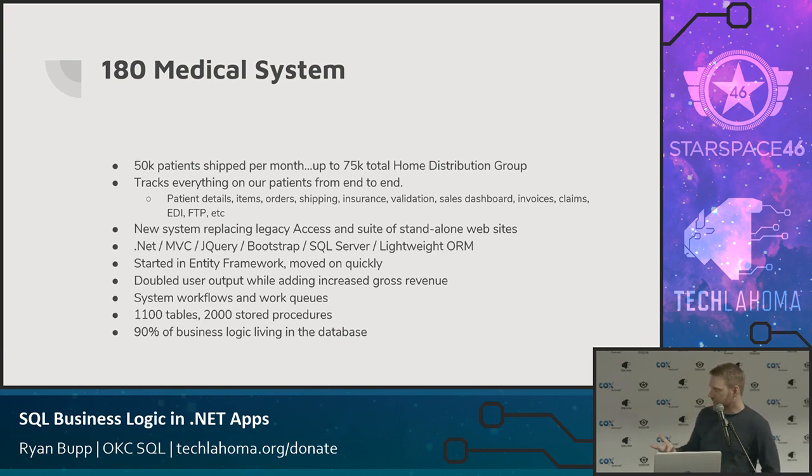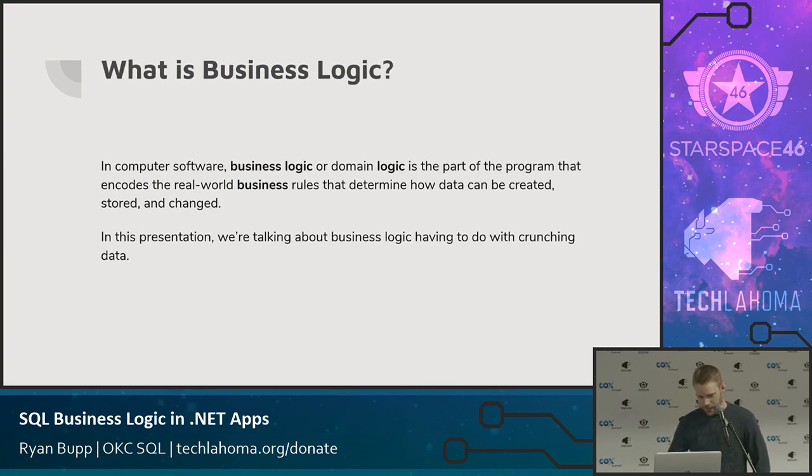Just kind of a general size, we've got 1,100 tables. I don't know if that's a good or a bad thing. Sometimes we've over-normalized a little bit, but we have a lot of tables. We have 2,000 stored procedures, just to kind of give you a size reference. And I would say about 90% of the business logic lives in the database. And so even with our size, with the millions of transactions we're doing a day, with all of the patients and everything moving back and forth, it runs really, really fast. Like, really fast.